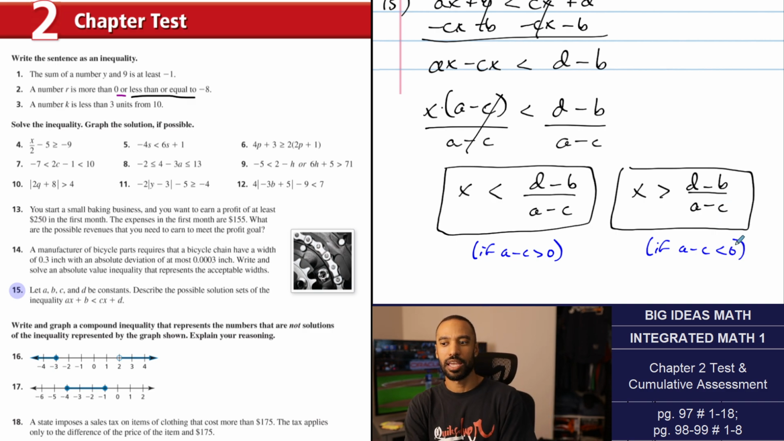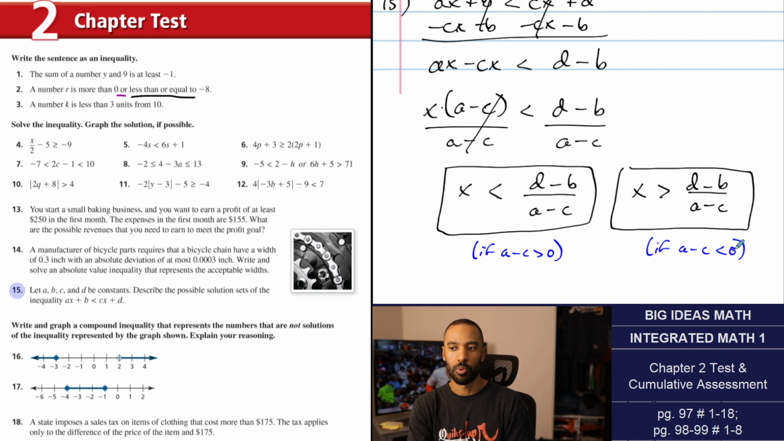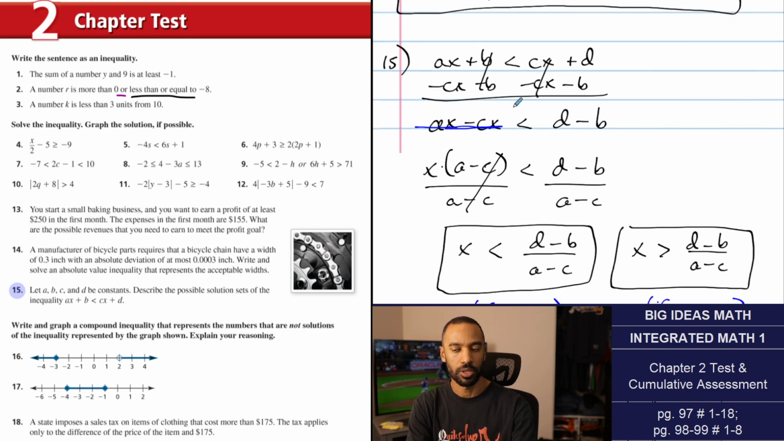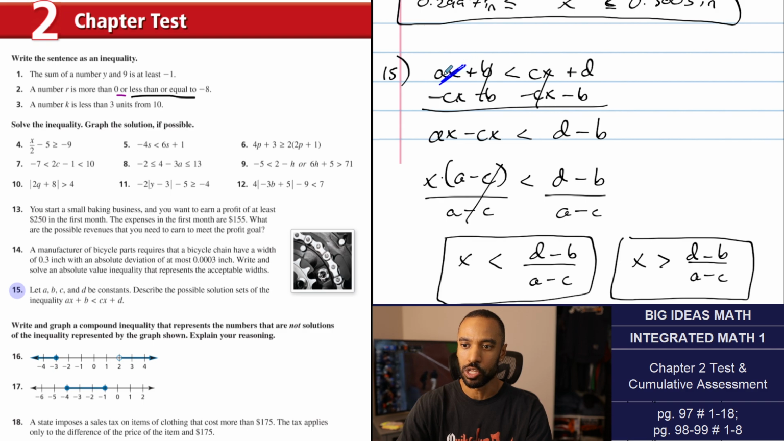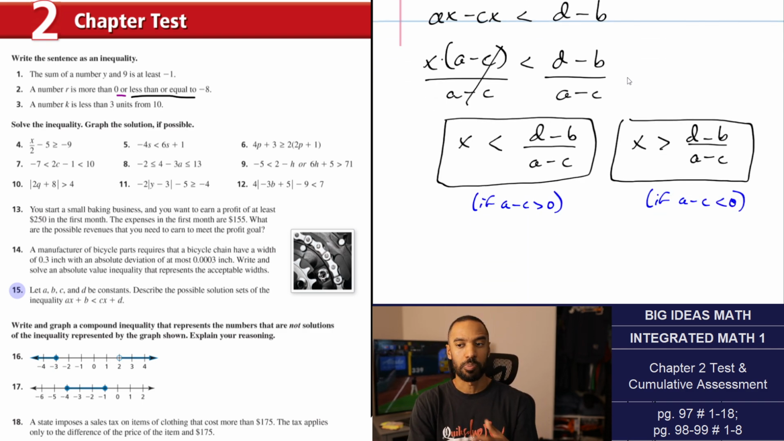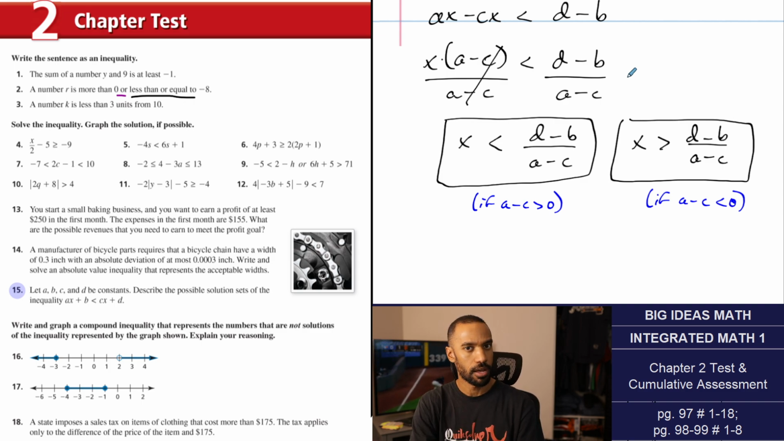Now, the interesting part is if A minus C is 0, because number one, you can't divide by 0, but the more important aspect is that if they are 0, then the X is canceled. And if the X is canceled, then you're only left comparing B and D. So if A minus C was 0, you'd be looking at B is less than D. And the question would be, is B less than D a true statement or a false statement? If it's a true statement, we have an all real numbers case. If it's a false statement, then we have a no solution case.